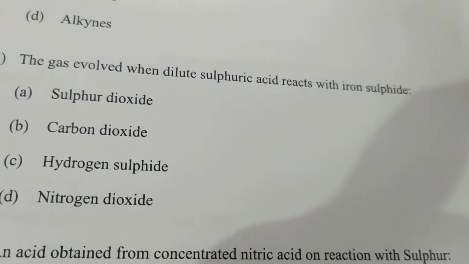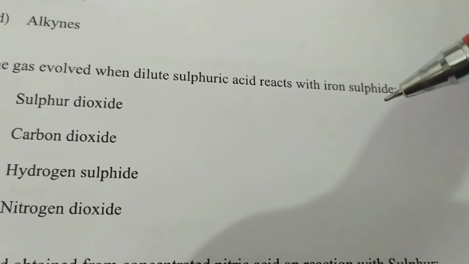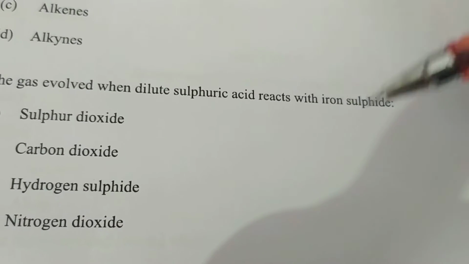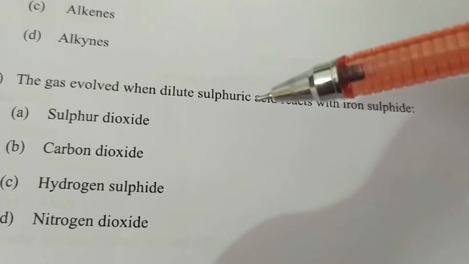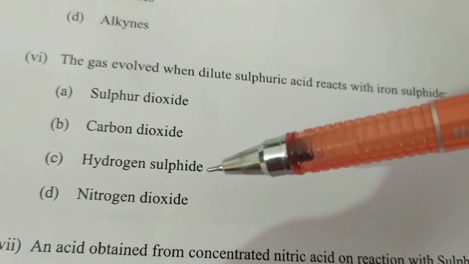The gas evolved when dilute sulfuric acid reacts with iron sulfide. This you have also read in practical chemistry and in acid-base salt, that when any sulfide of an active metal reacts with dilute acid, the gas evolved is H2S, hydrogen sulfide. So here answer 6. Oh sorry, I have left the fifth part. Okay, let me write the sixth part first. Sixth part is C.